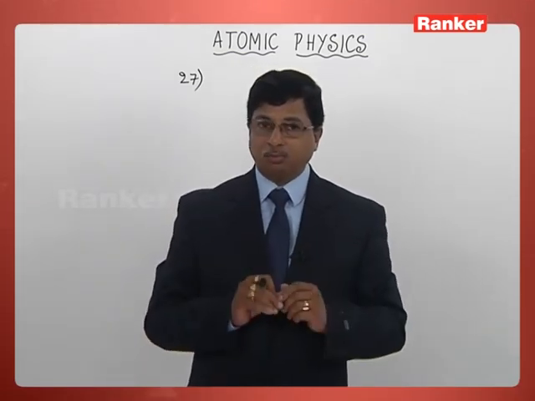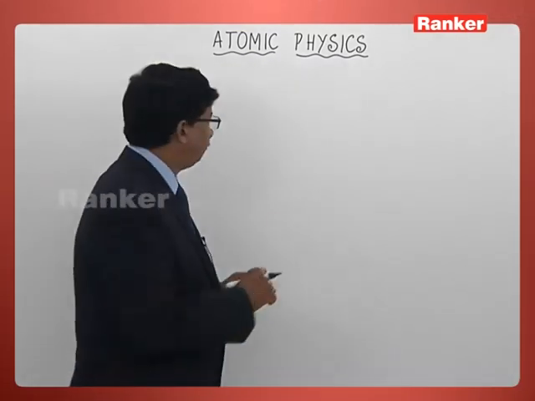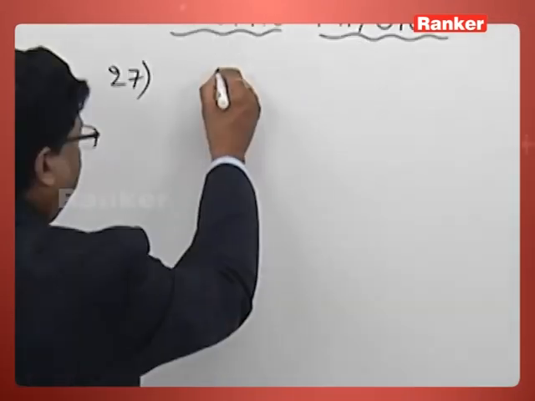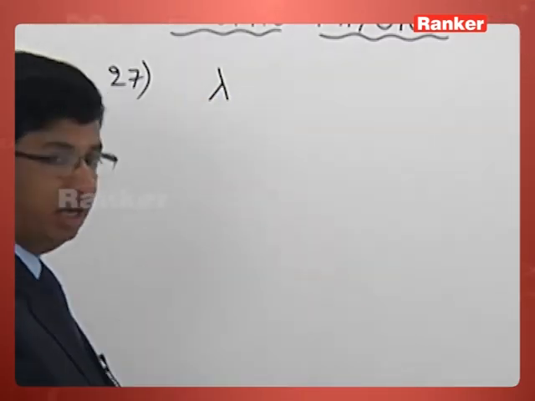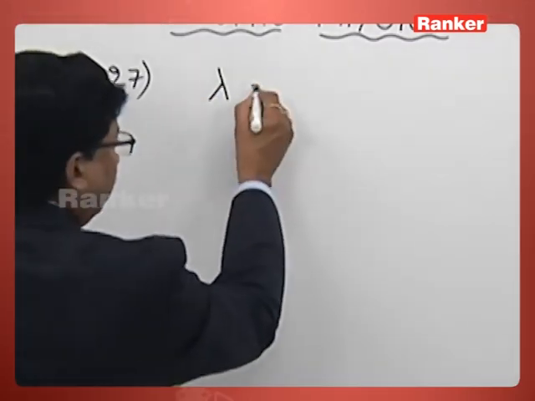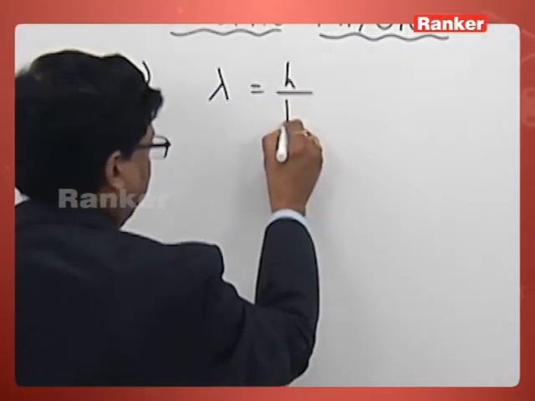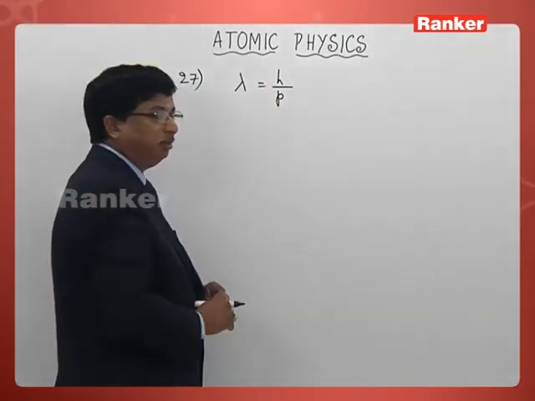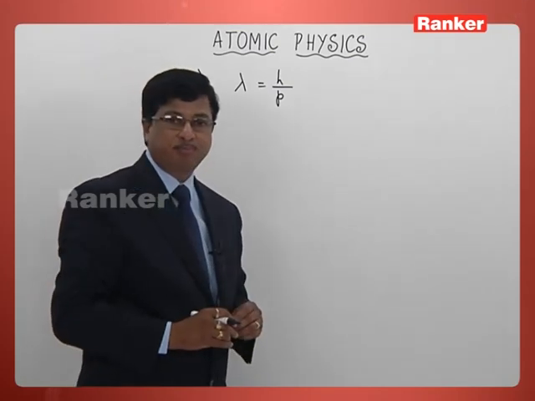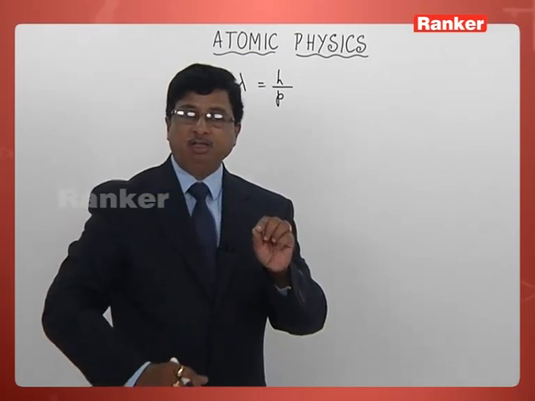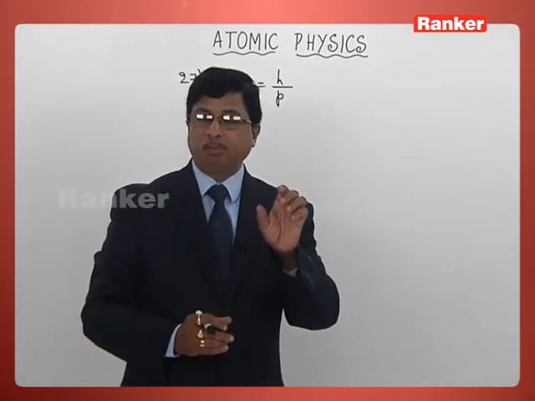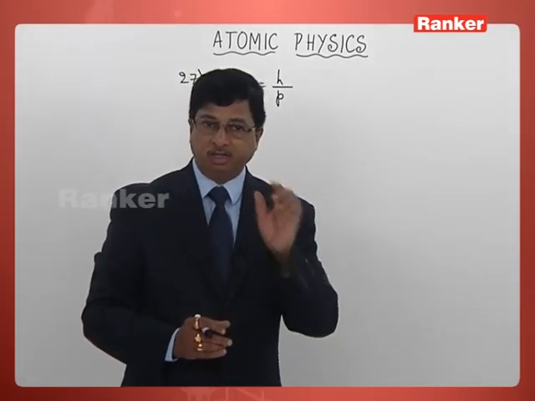And we all know the formula for de Broglie wavelength lambda. If you recollect that formula, lambda is equal to h by p. That is the formula we have to take up. h being Planck's constant, p being the linear momentum of that particle considered there.